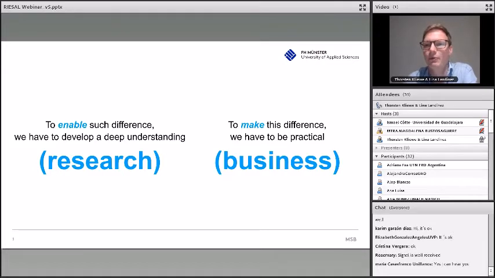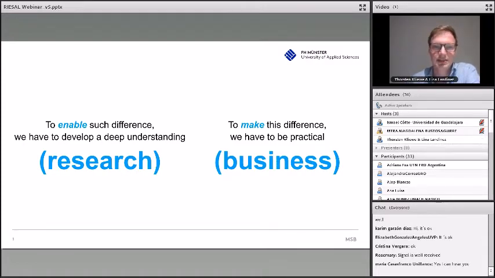So we work practically, and we work with and for businesses. Here you can see that we are doing research as well as business. We're working in a university, but also with and for businesses. So we try to bridge these two different worlds, to ultimately create the ultimate value that we can generate in a university.